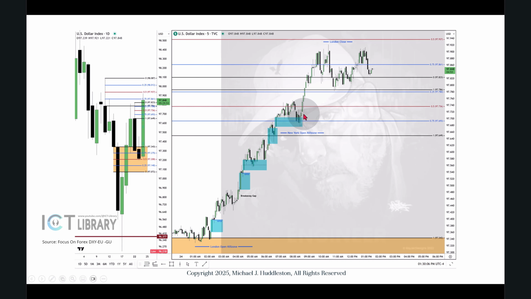Rallies higher. So it runs up into the high of the premium wick here, which is 97.823. That's this here. And then we get into this premium wick. Okay, and the upper quadrant of that is 97,861. That's here. And then falls short of reaching the consequent encroachment, but leaves relative equal highs here.